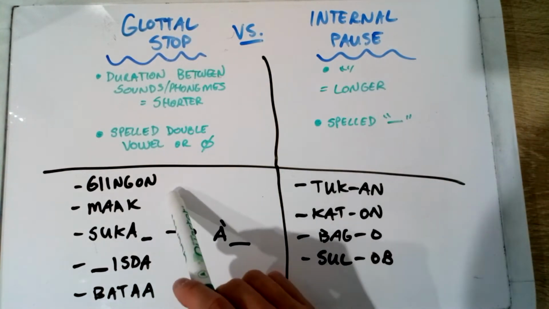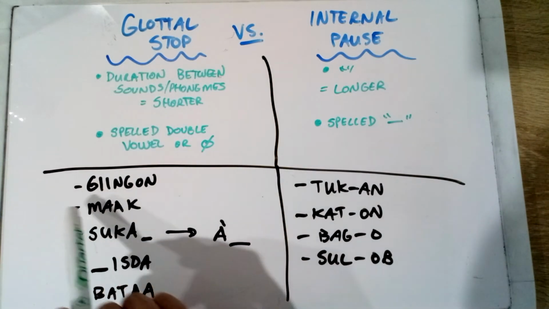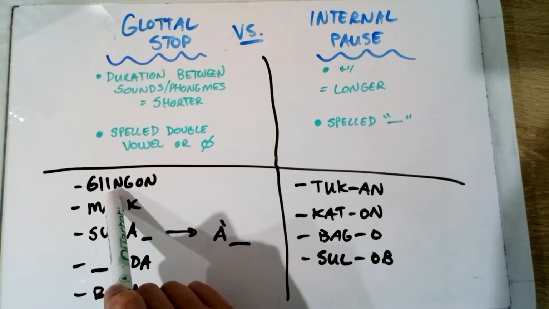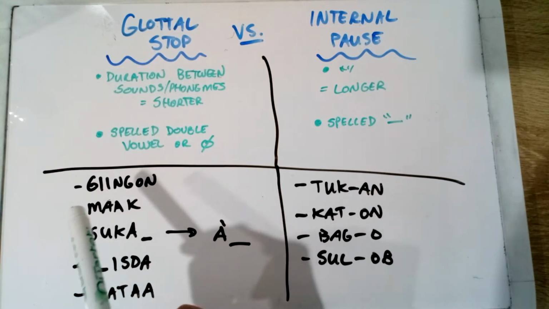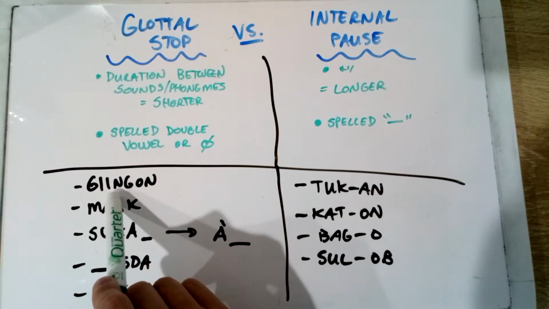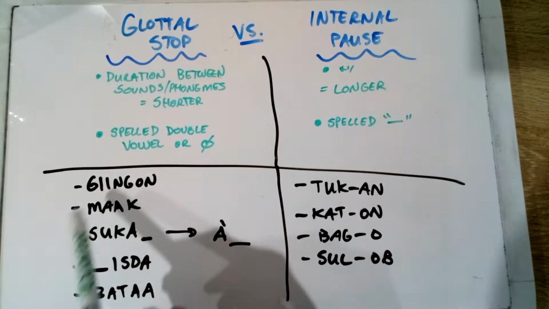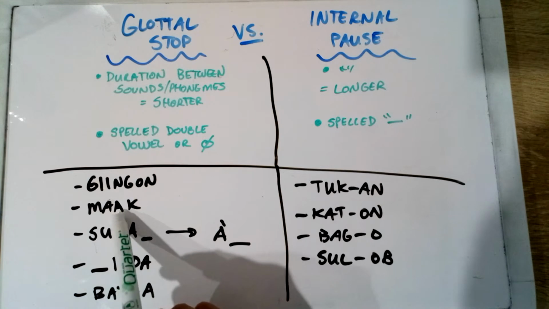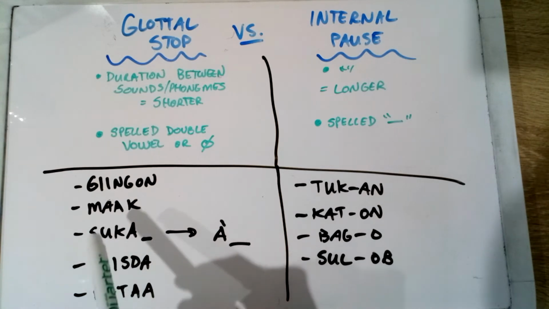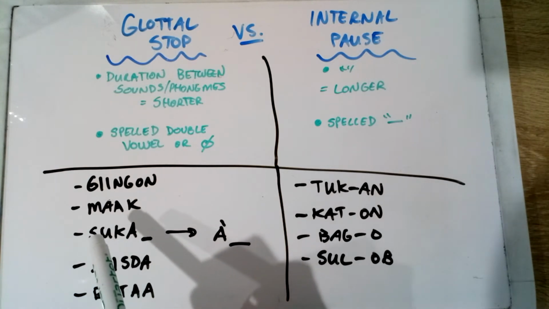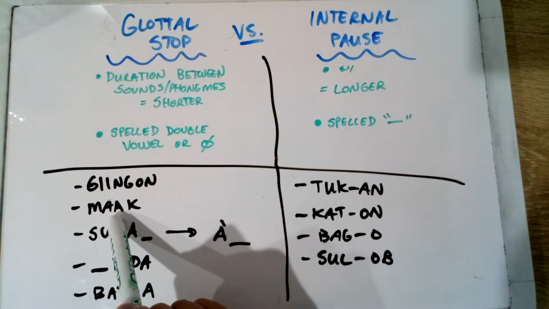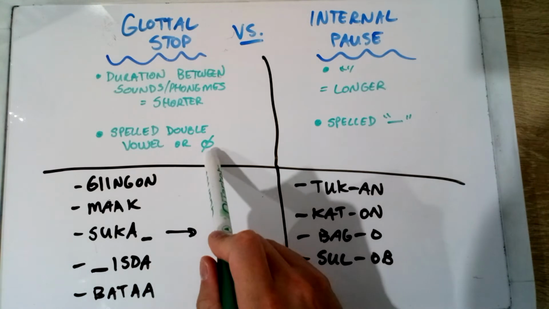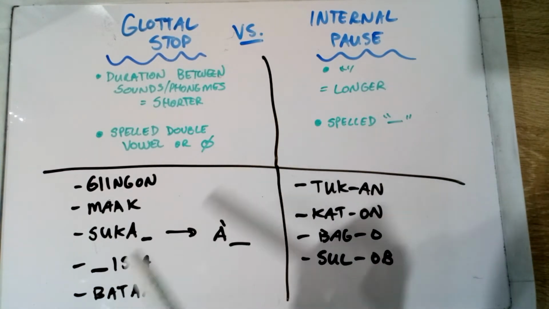So the examples we have for the glottal stop, right? Giingon, right? Giingon. Now listen to how I say it. Giingon. There's a vowel here and a vowel here, and I'm cutting the air between both of them. Giingon, right? The next word, ma'ak, ma'ak, right? There is a cut of air between the two again. This is an example for when it's not spelled. You just have to memorize it, right?